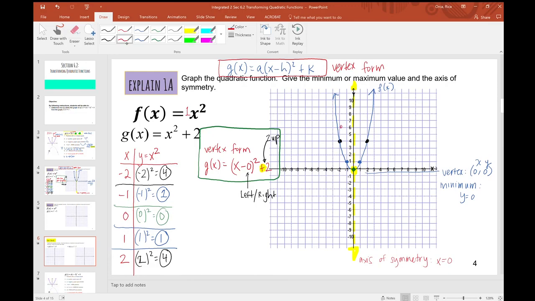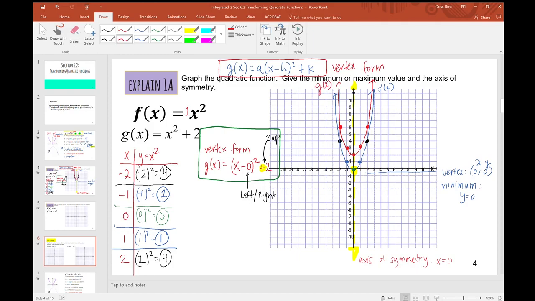Let's take -1, 1 and move that 2 units up. Move the 0, 0, 2 units up. The 1, 1, 2 units up. 2, 4, move that 2 units up. And if you want to make a table to graph g of x, that's perfectly okay.